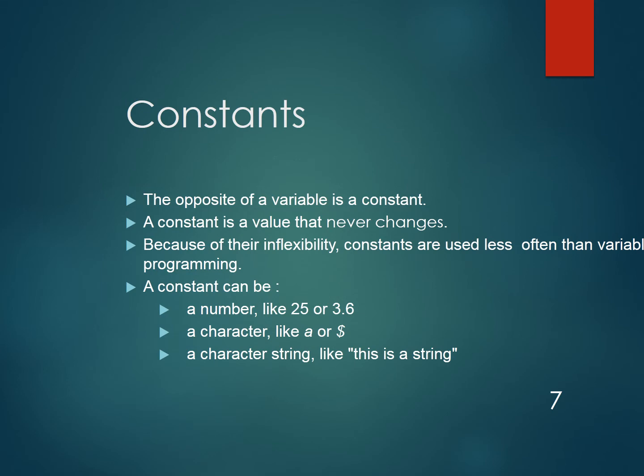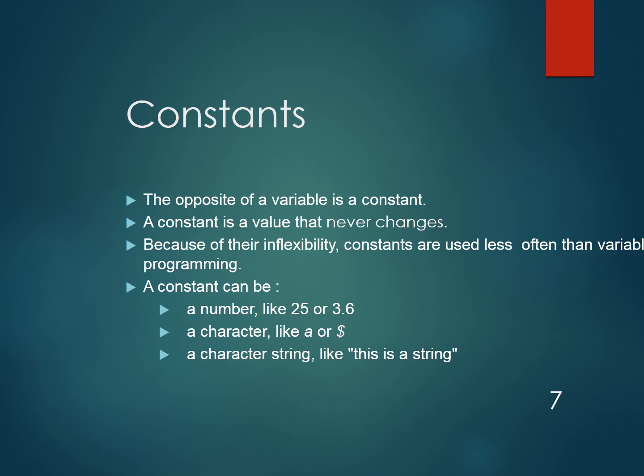Next are constants. The opposite of a variable is a constant. A constant is a value that never changes. Because of their inflexibility, constants are used less often than variables in programming. A constant can be a number like 25 or 3.6, a character like a or dollar, a character string like "this is a string" which is enclosed in double quotation marks. Means the constants are the values which will remain the same throughout the program execution.